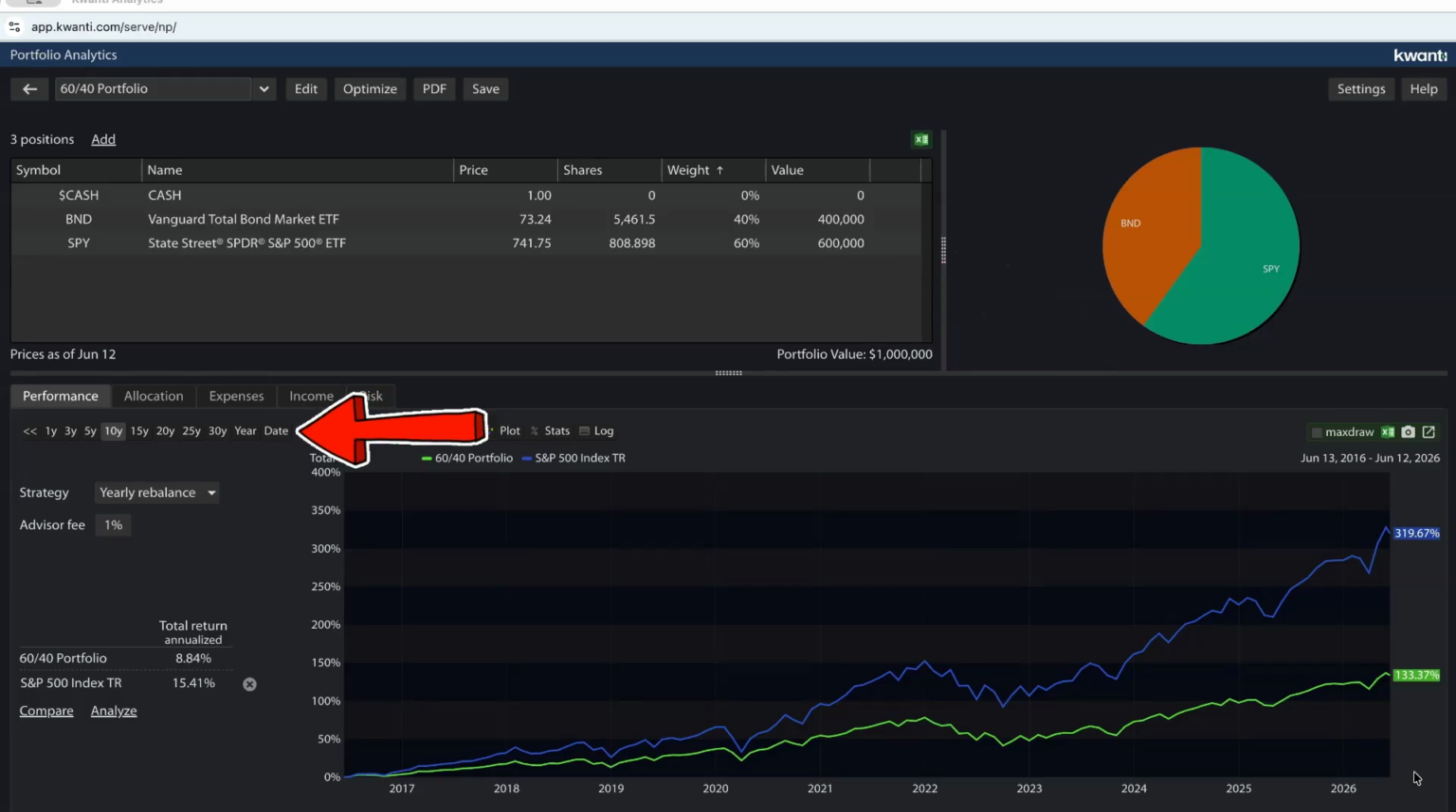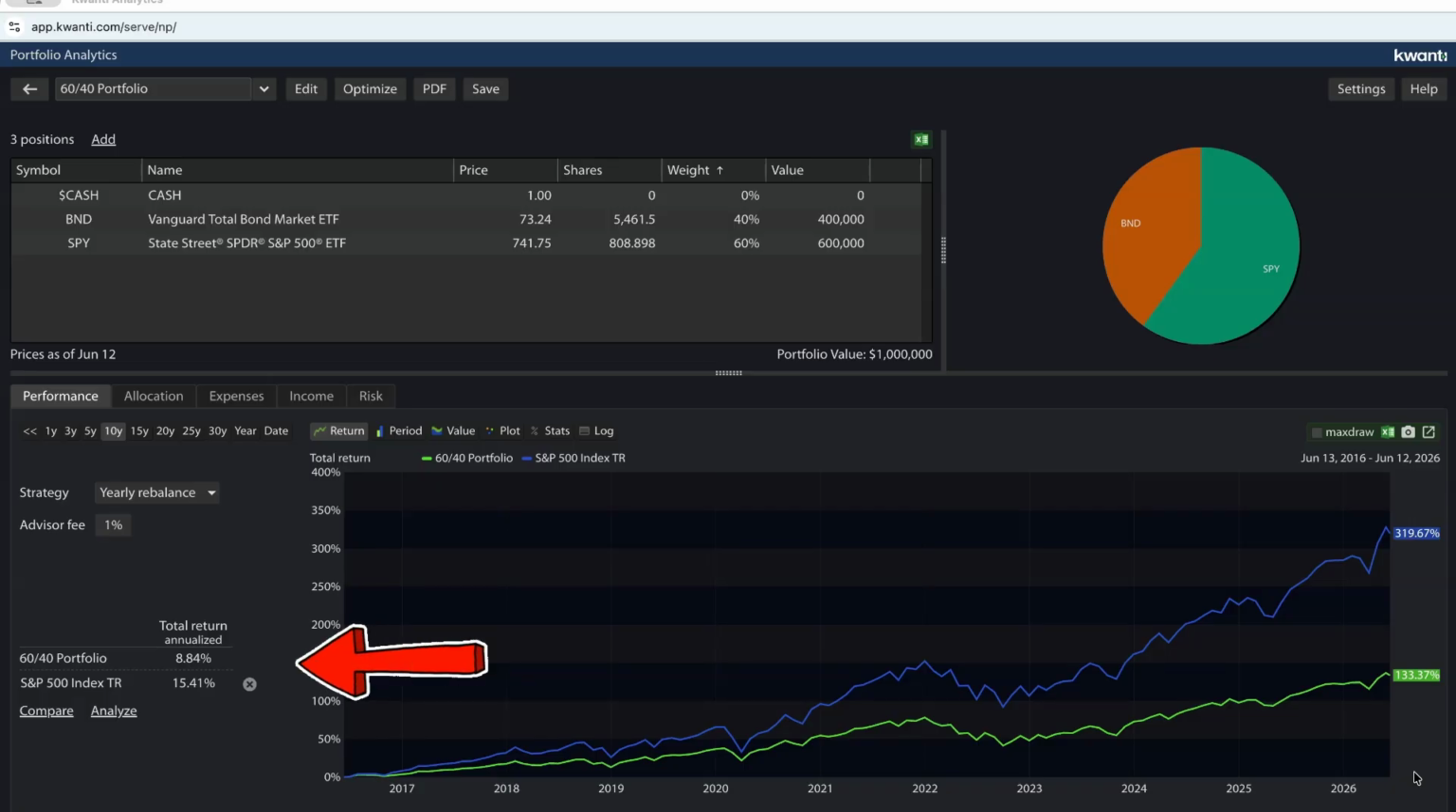Down here, you will notice that we've set the analysis to a 10-year look back. So over the last 10 years, how would this have performed? We have it on a yearly rebalance, which just means if it gets out of balance, stocks grow or shrink or bonds grow or shrink, at the end of the year we put it back to a 60-40 balance. And I've included a 1% advisory fee just to make it as fair as possible. The 60-40 portfolio over that 10 years has averaged 8.84%. Not bad. It's been a good 10 years.